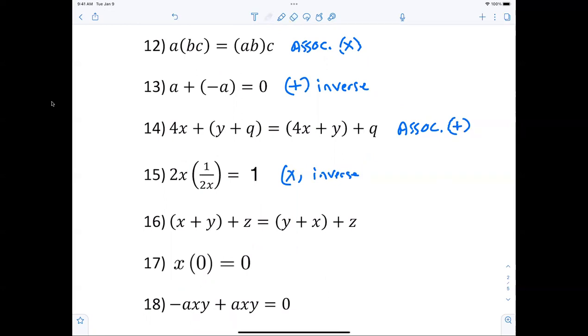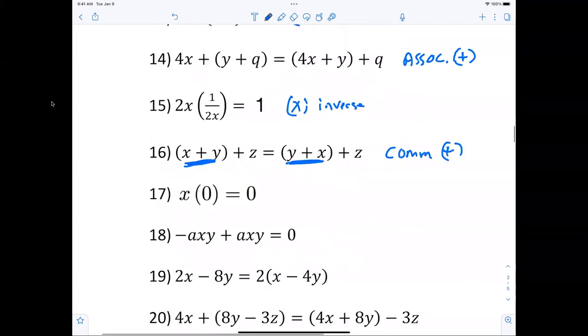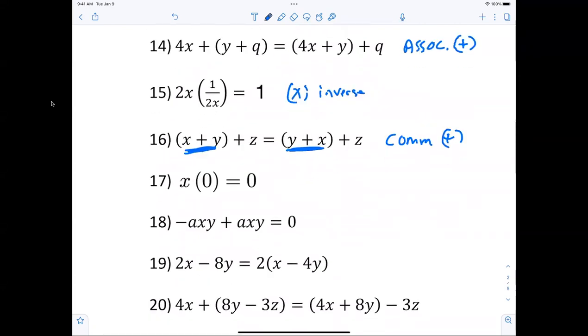Number 16 is what? I tricked you. Yep. Notice here, x plus y and y plus x. The order is changed. Whenever the order is changed, we're dealing with the commutative property. What's 17 called? Zero property. Thank you very much.